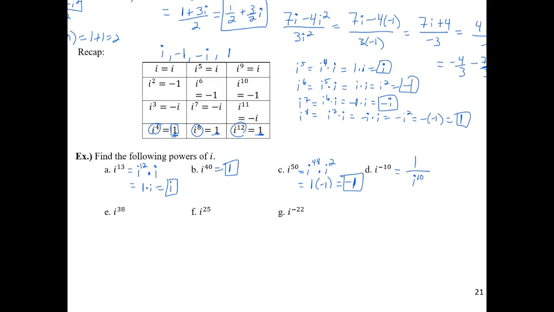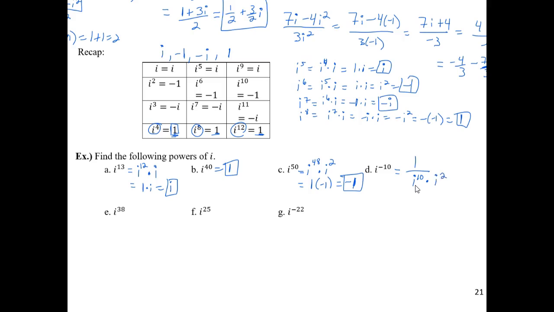So you could choose to simplify that i to the 10th on its own. Or, in my opinion, we want to get to a multiple of 4, because a multiple of 4 is going to give us 1. So I have to add how many i's to make 10 a multiple of 4? Or, well, not 10 itself, but how many more do I need to add to get to a multiple of 4?